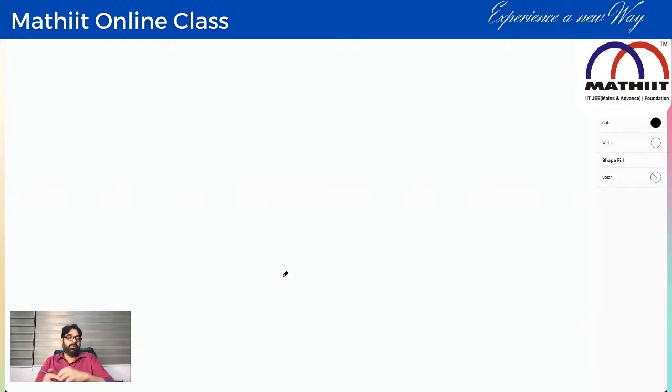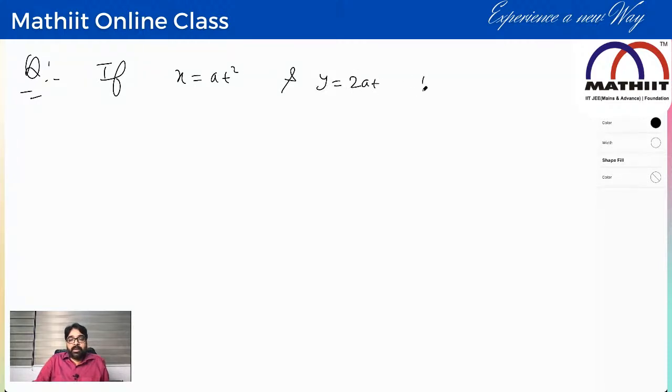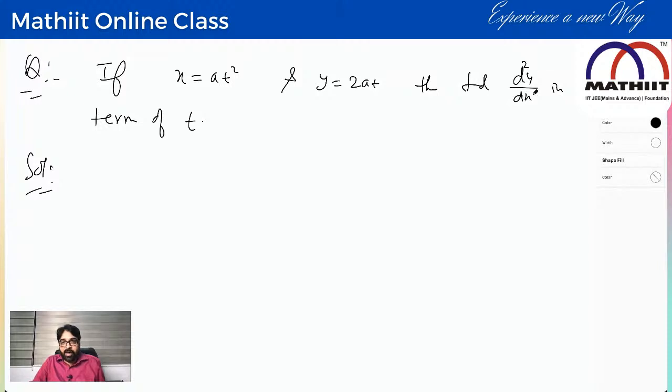One more question, and then we should proceed. Write the question, everybody. If x equal to at square and y equal to 2at, then find dy by dx in terms of t. Sorry, I'm sorry. Find d square y by dx square in terms of t. I will give you 30 seconds to try. After that, immediately I will solve.